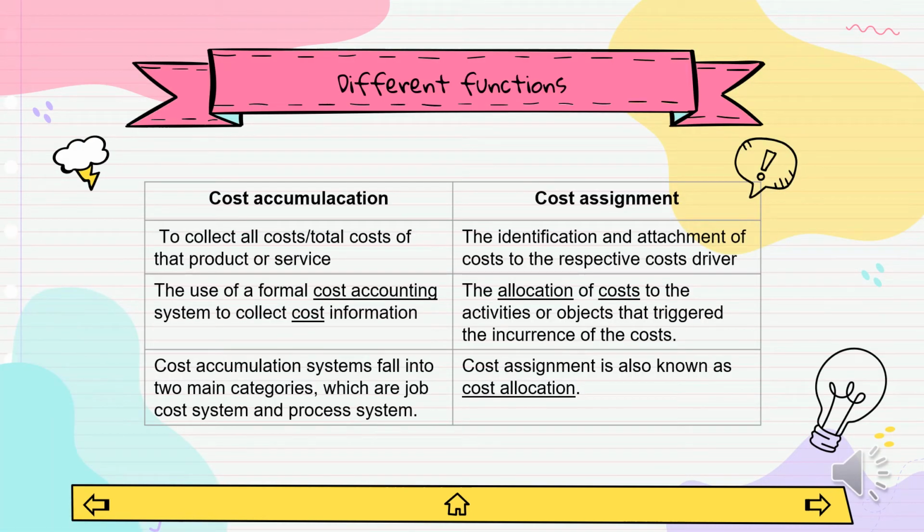Different functions of cost accumulation and cost assignment. Cost accumulation is to collect all costs, the total cost of the product or service. Next, the use of a formal cost accounting system to collect cost information. Lastly, cost accumulation systems fall into two main categories, which are job cost system and process system. While cost assignment is the identification and attachment of costs to the respective cost driver, the application of cost to the activity or object that triggered the incurrence of the cost. Lastly, cost assignment is also known as cost allocation.